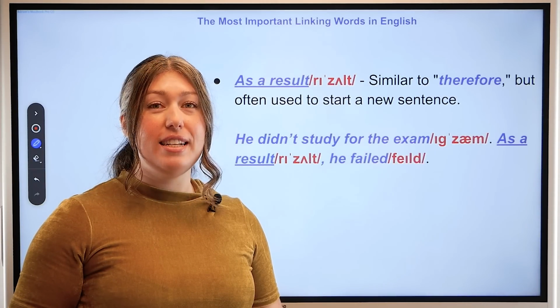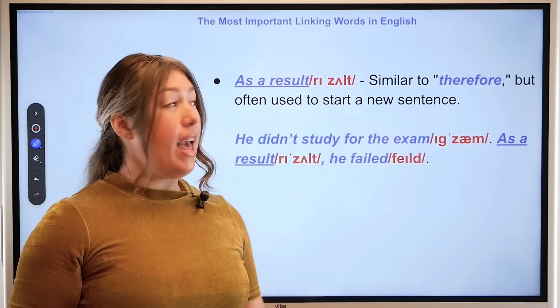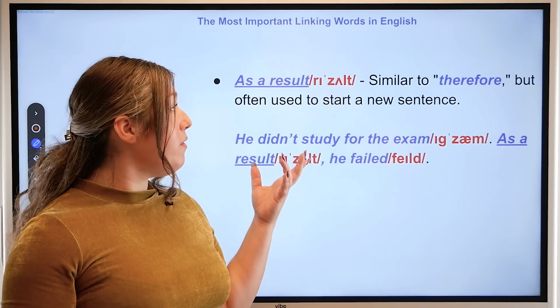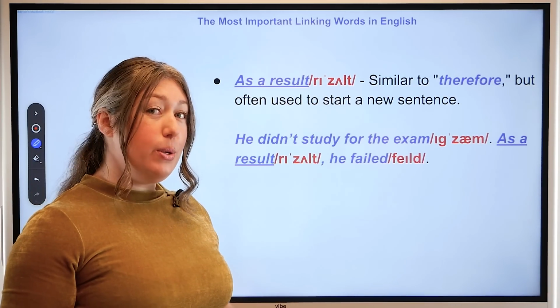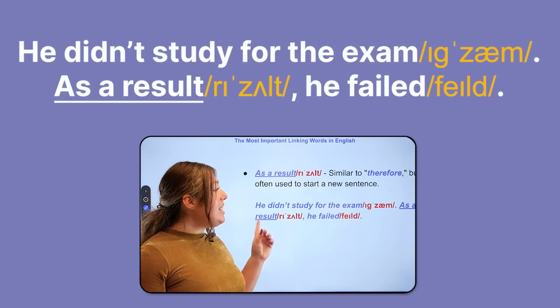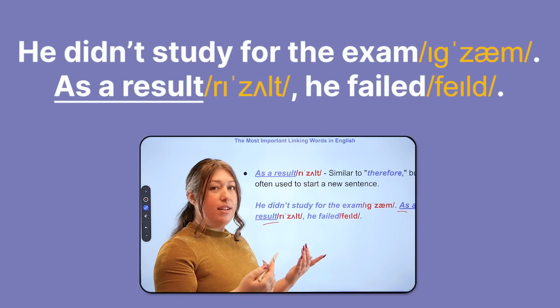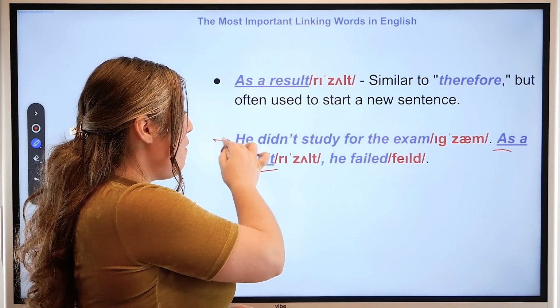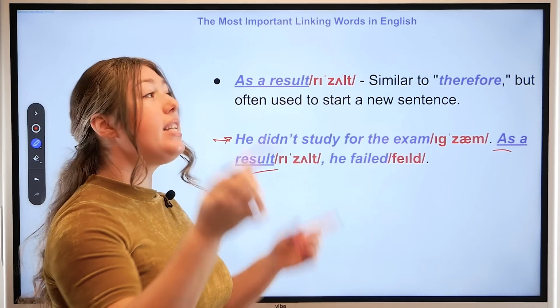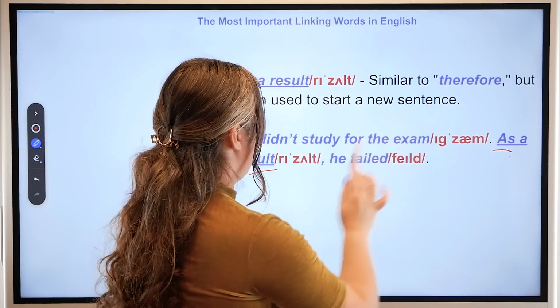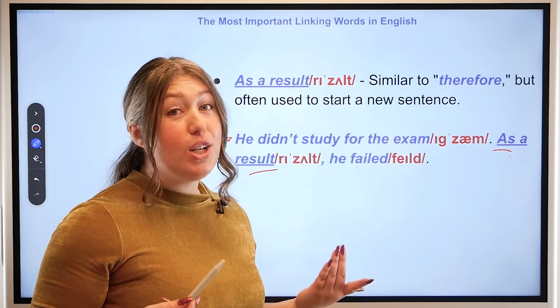Another linking word of cause and effect is as a result. And we can use this similar to therefore, and we can also start a new sentence with it. For example, he didn't study for the exam. As a result, he failed. This means after this first bit of information that we introduce, there is a consequence or the result.